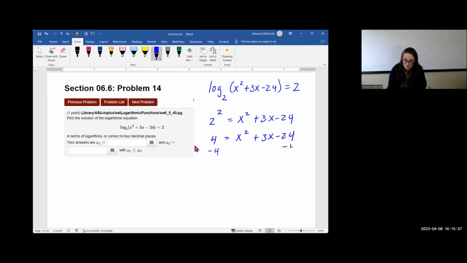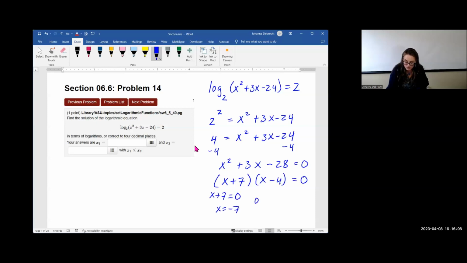When I subtract 4 from both sides, I get x squared plus 3x minus 28 equals 0. Are there two factors of 28 that have a difference of 3? Yes, 4 and 7. Since it's a positive 3x, I'll need an x plus 7 and an x minus 4. This gives me two possible solutions, x equals negative 7 or x equals 4.